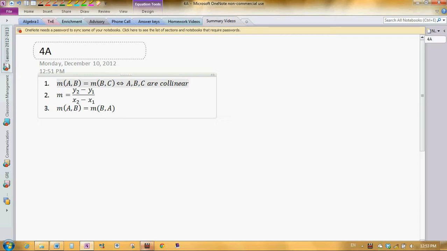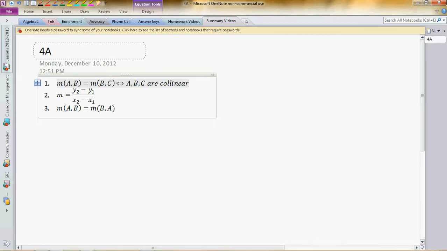This means the slope between A and B equals the slope between B and C. Then ABC are collinear, and also if ABC are collinear, then the slope of those two pairs will be the same. And the next one is how to get the slope: M equals second y minus first y over second x minus first x, and the last point is the slope between A and B is the same as the slope between B and A.